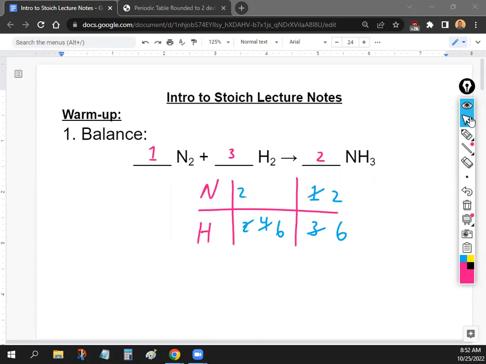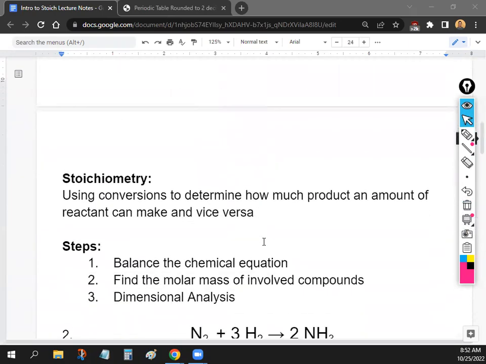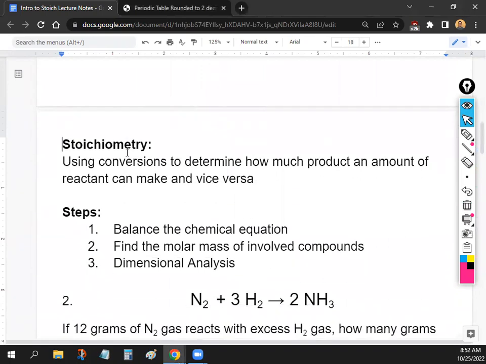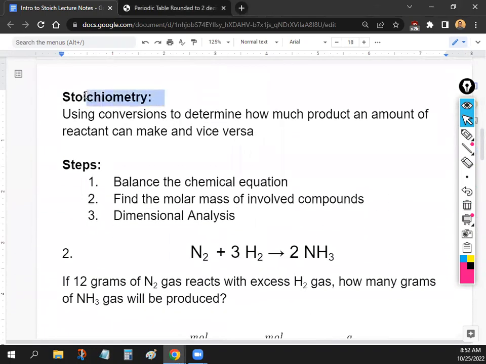Okay, so let's go into the new stuff. All right, so today we're going to be learning about something called stoic. The full name is stoichiometry. It's kind of a weird word. And you guys don't need to write this definition down, but basically we're going to be using conversions to determine how much product an amount of reactant can make and vice versa. Basically, if I give you a certain amount of chemicals, how much of another chemical can you make out of that amount? It's basically what it is.